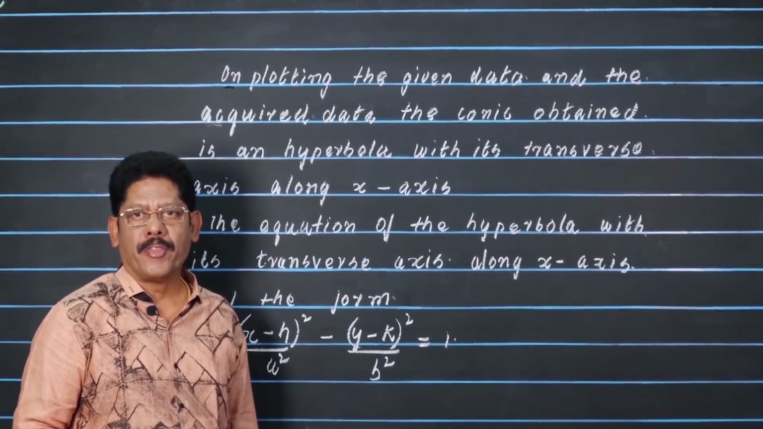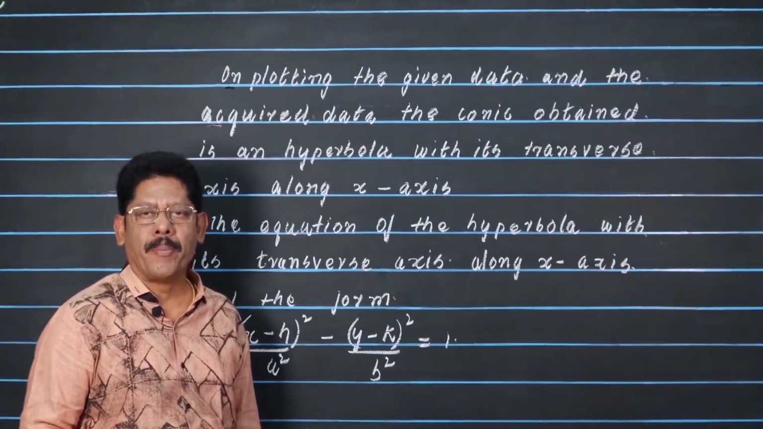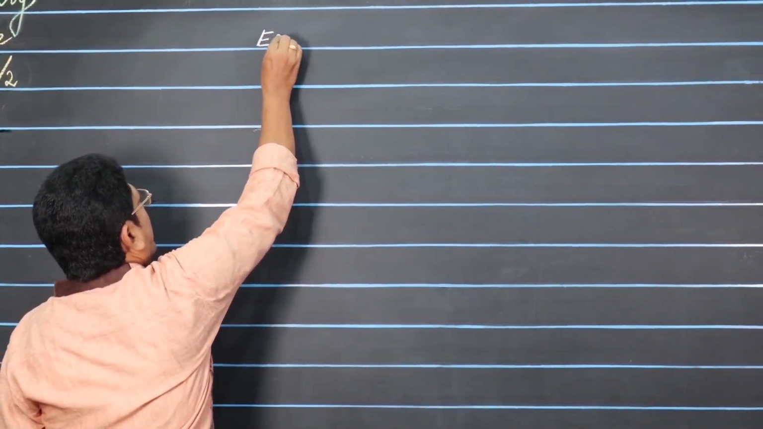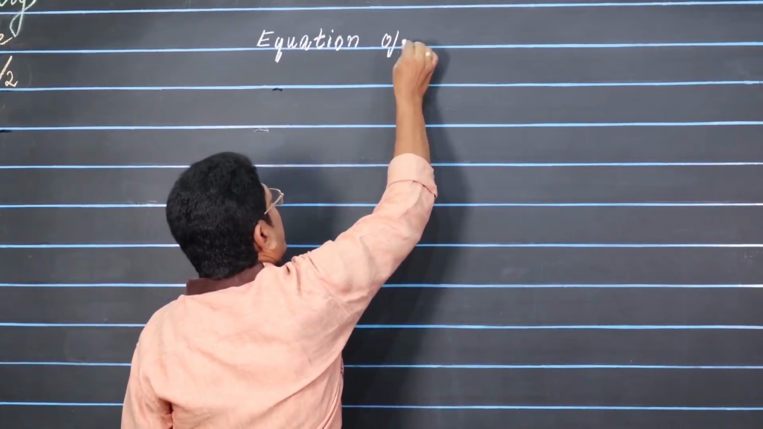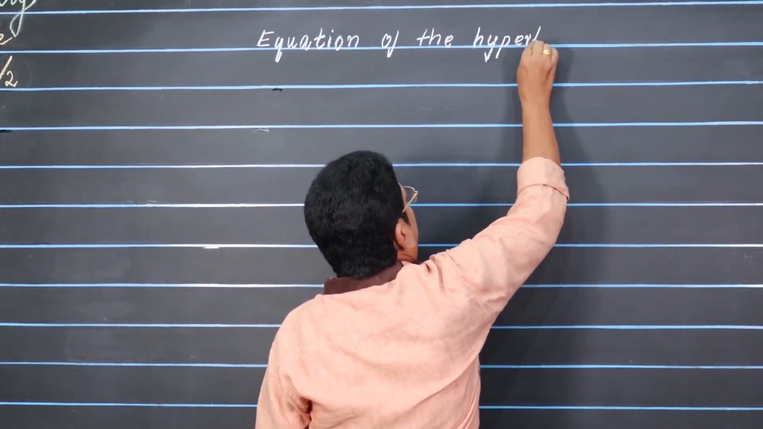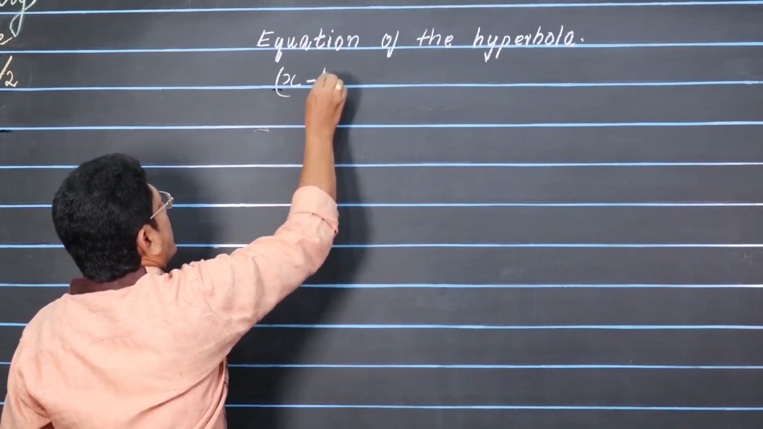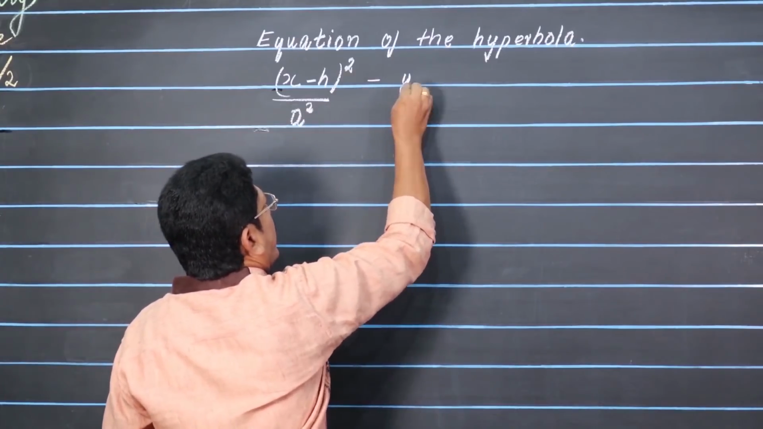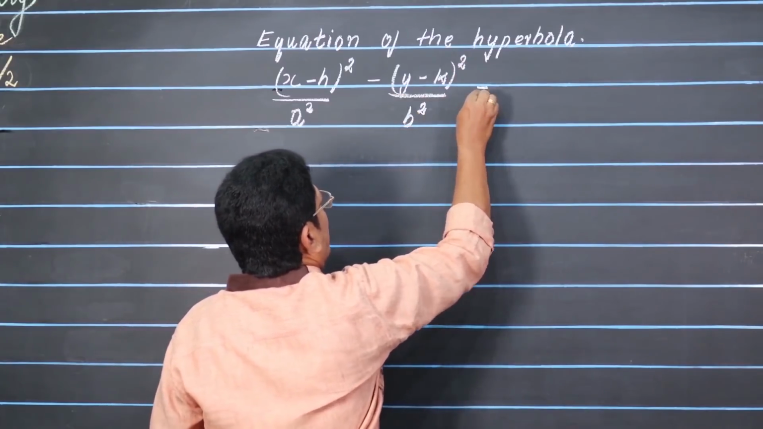Therefore, the required equation of the hyperbola with its transverse axis along the x-axis is of the form x minus h the whole square by a square minus y minus k the whole square by b square is equal to 1.